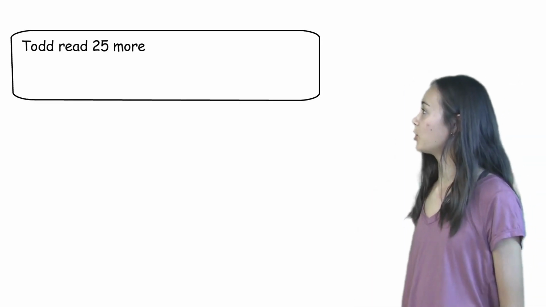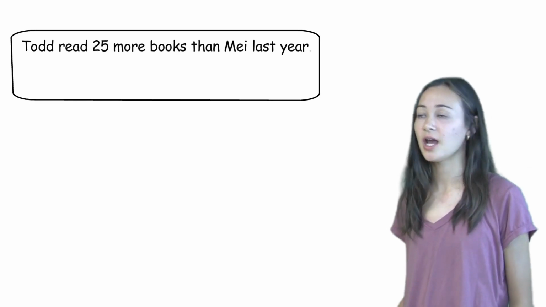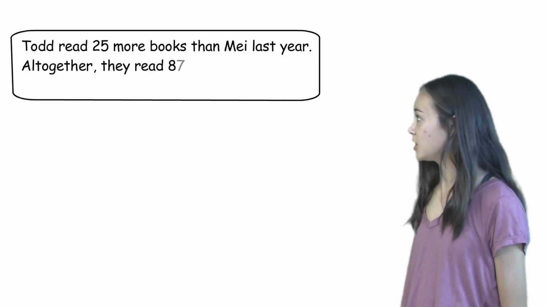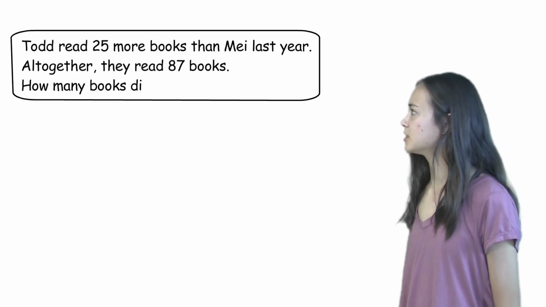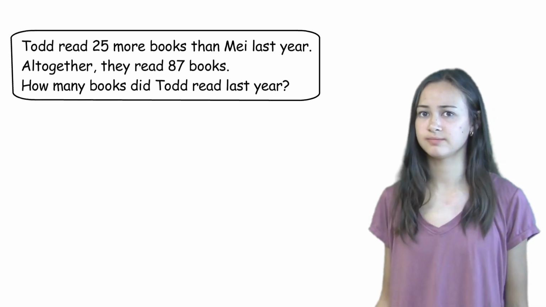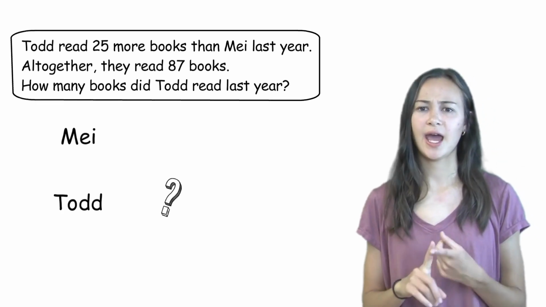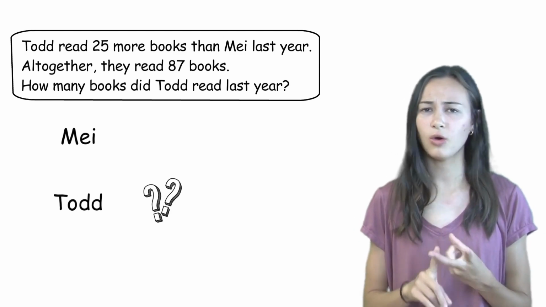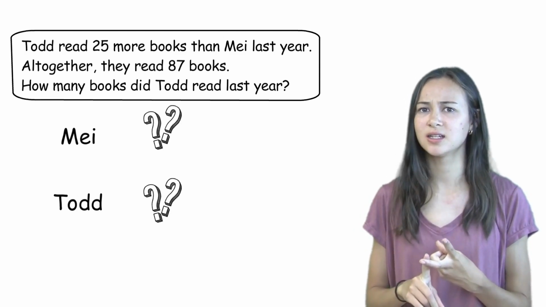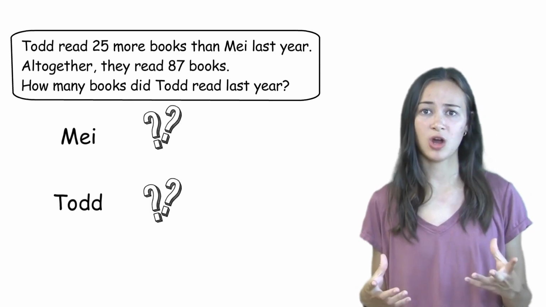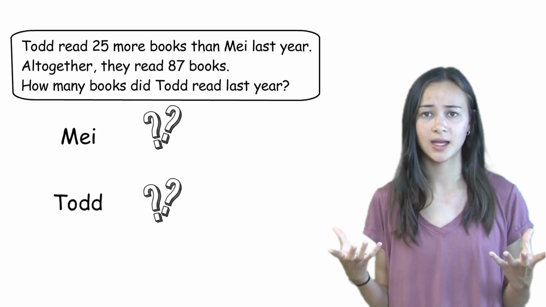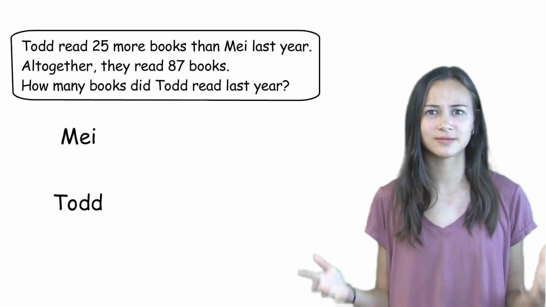Todd read 25 more books than May did last year. They read a total of 87 books. How many books did Todd read last year? Now, this problem doesn't tell us how many books Todd read or how many books May read. So we don't know how many sticks to draw for Todd or May. What do we do now?